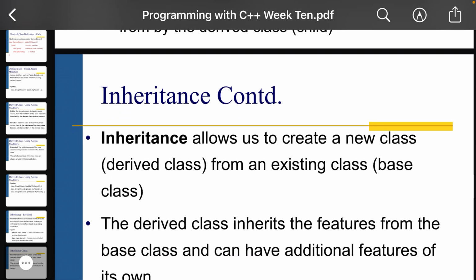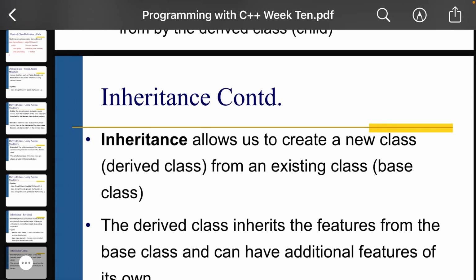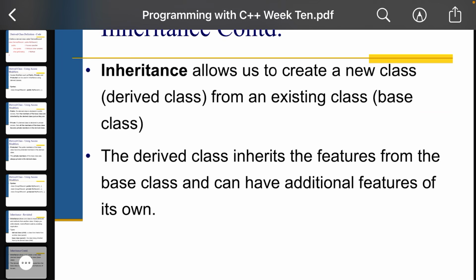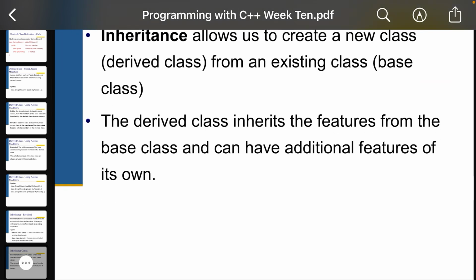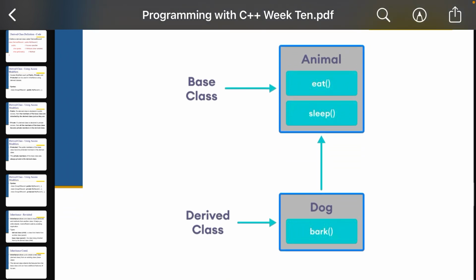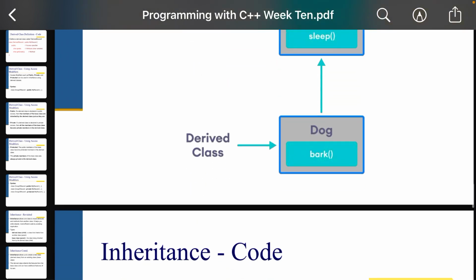Inheritance allows us to create a new class from an existing class, whereby the new class is a derived class, and you create it from a base class, which is the parent class. The derived class inherits the features from the base class and can have additional features of its own. This is the flow process of inheritance: the base class, then the derived class.